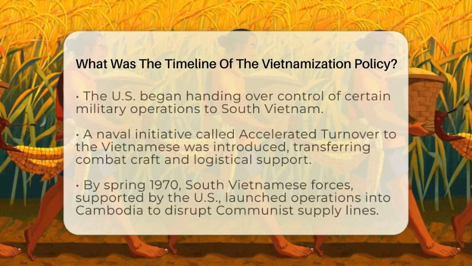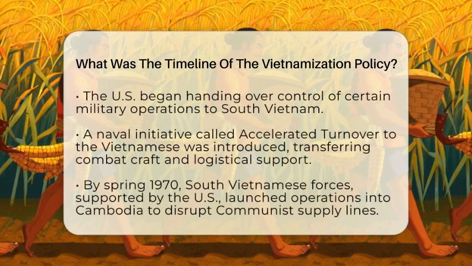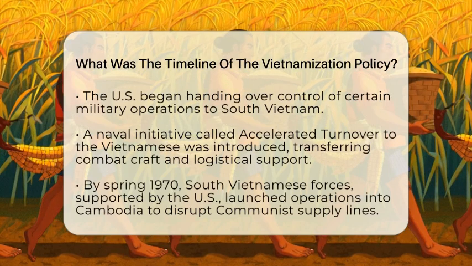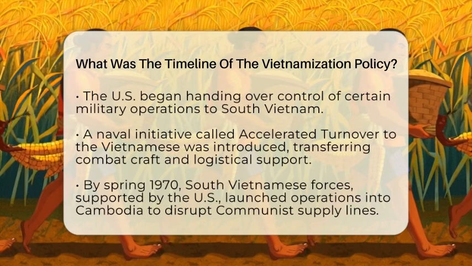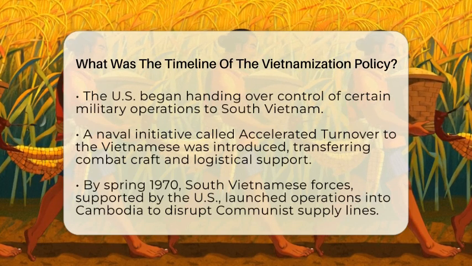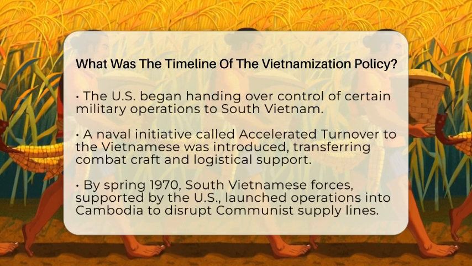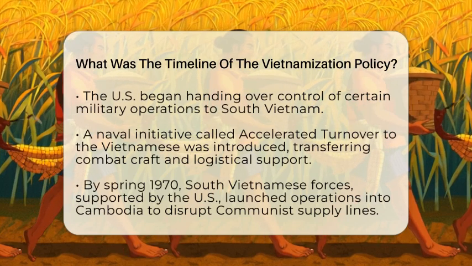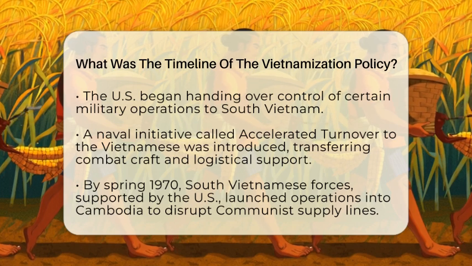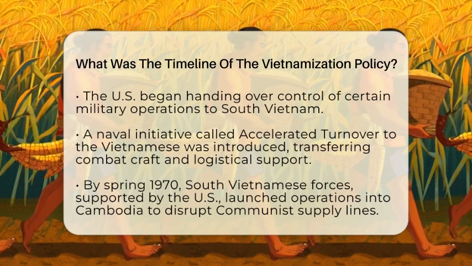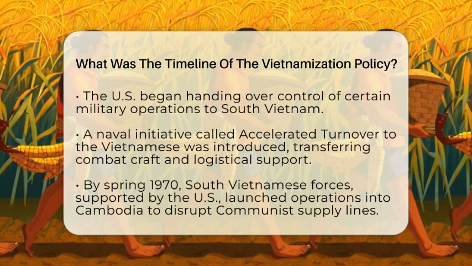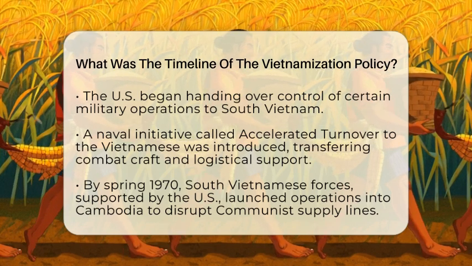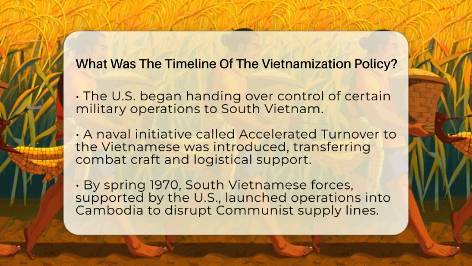Moving into early 1970, the policy gained momentum. The U.S. military began to train and equip South Vietnamese forces more intensively. This included handing over control of certain military operations to South Vietnam. A naval component called accelerated turnover to the Vietnamese was introduced. This involved transferring river and coastal combat craft, along with logistical support, to the South Vietnamese.